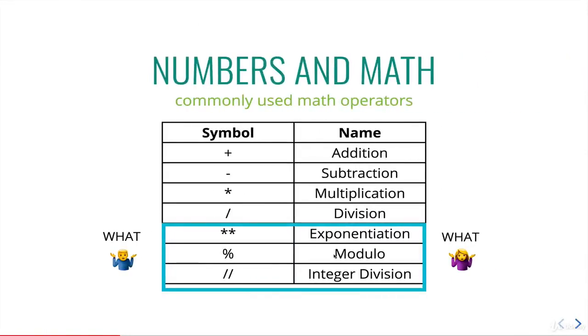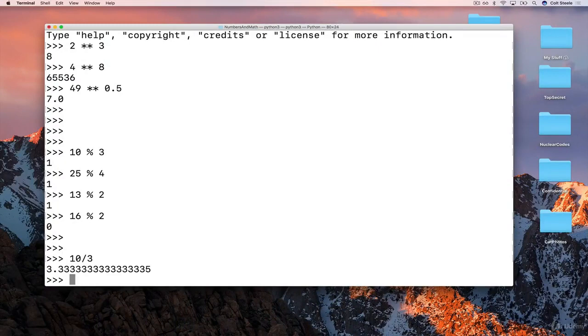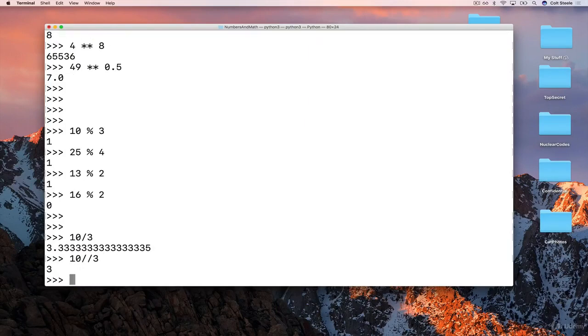Now the final weird operator is integer division, 2 slashes. So recall when we did something like 10 divided by 3, we get 3.33333. And even though these are two integers, 10 and 3, we get a float back because Python does that by default. Regular division, whether you give it floats or integers, is going to return a float. But if we don't want that, we can do 10//3. And what this will do is do the division, and it just gives us an int in return. So no float, just an int.